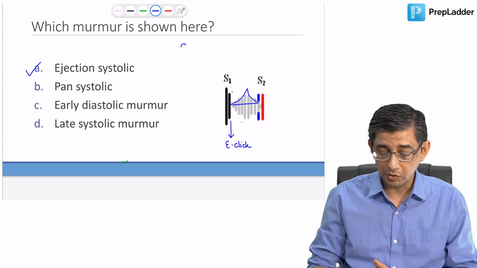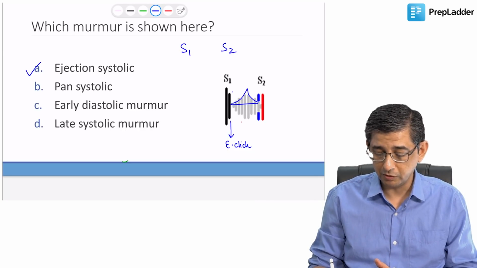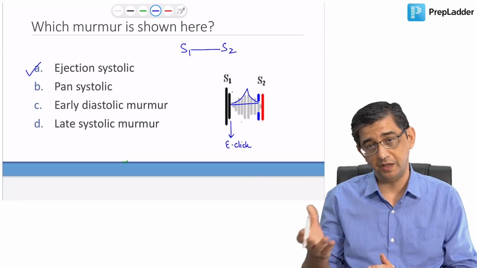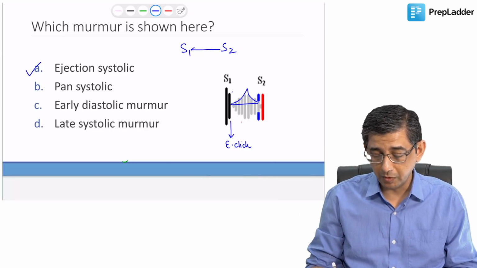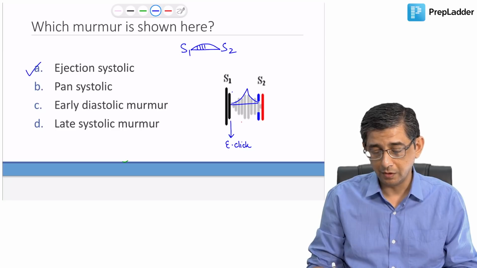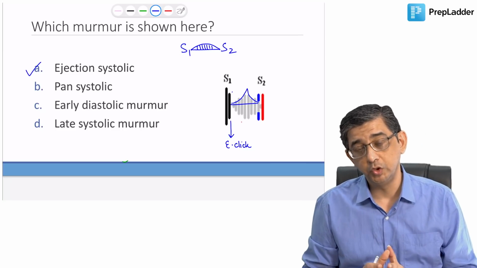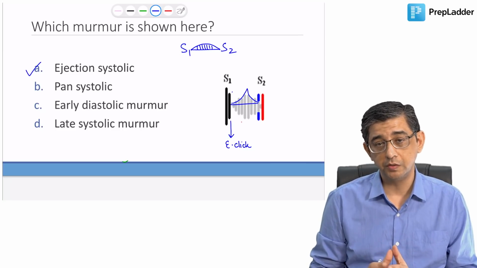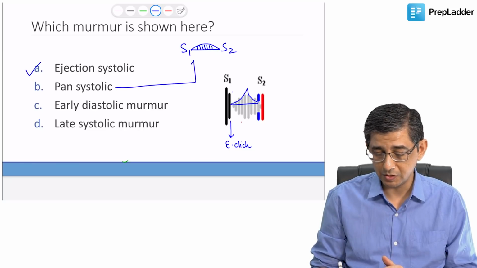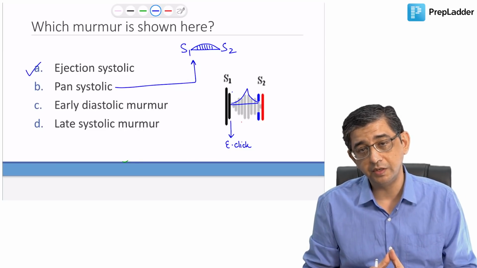Now suppose you debate with me here, saying, sir, this image was not present. I have a scenario for you: if the murmur was given in the shape of a dome, that is going to be a murmur that will uniformly be heard all through the duration of systole, then we are going to call it a pansystolic murmur that's encountered in mitral regurgitation.